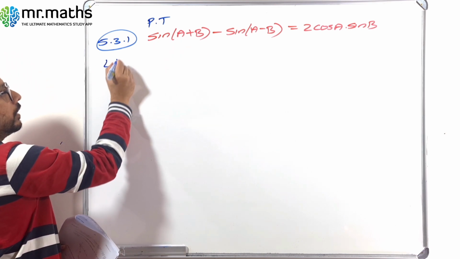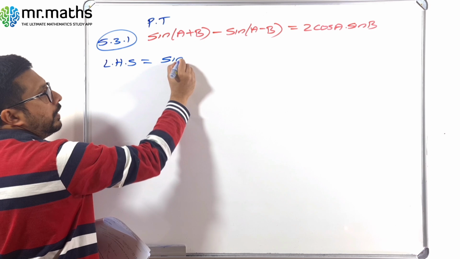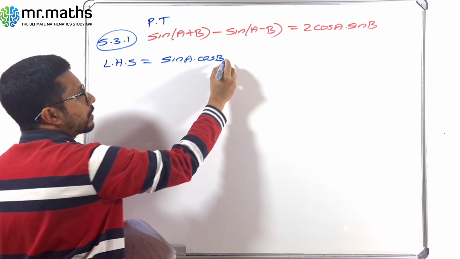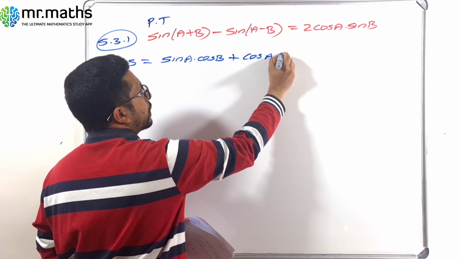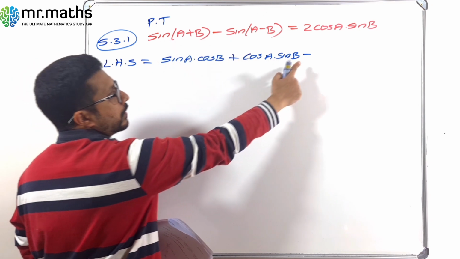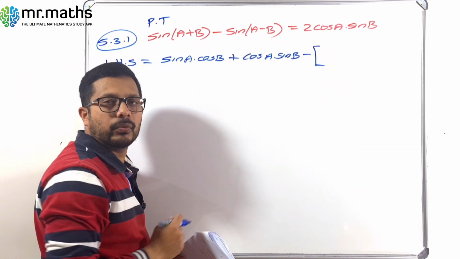Let me take the left hand side. So what is the expansion? Sine a cos b. Here it is plus, so here also it is plus cos a sine b. Minus. This minus is this one. Then what is the expansion of this one? Sine of a minus b.